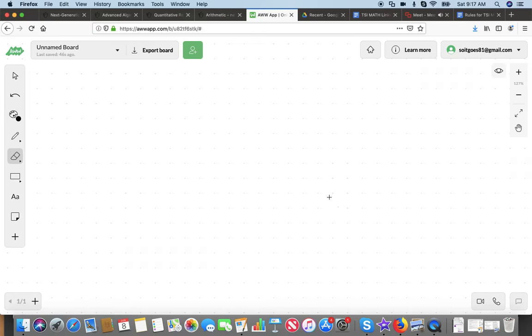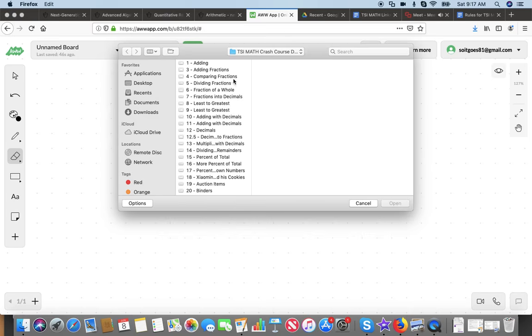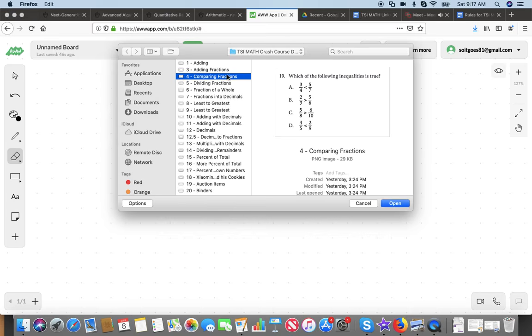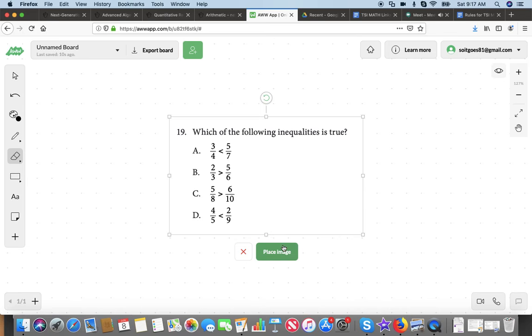These questions, by the way, are taken from the College Board website. They go over some AccuPlacer questions, so these are the kind of questions you might see at some point on that TSI. All right, so we're dealing with some more fractions here.